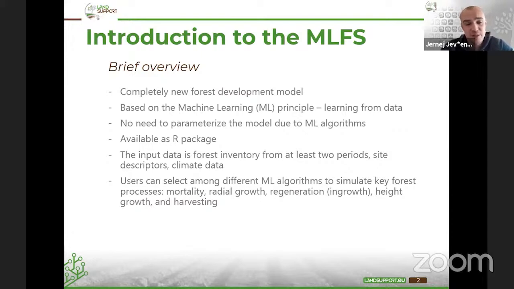But in general, it simulates all four of the most important forest processes, starting with mortality, radial and height growth, regeneration, and ingrowth. And of course, one of the most important factors which affects forests is also humans. So harvesting is also included, and this is a very sophisticated part of the model. There are many different ways to specify harvesting in this model.